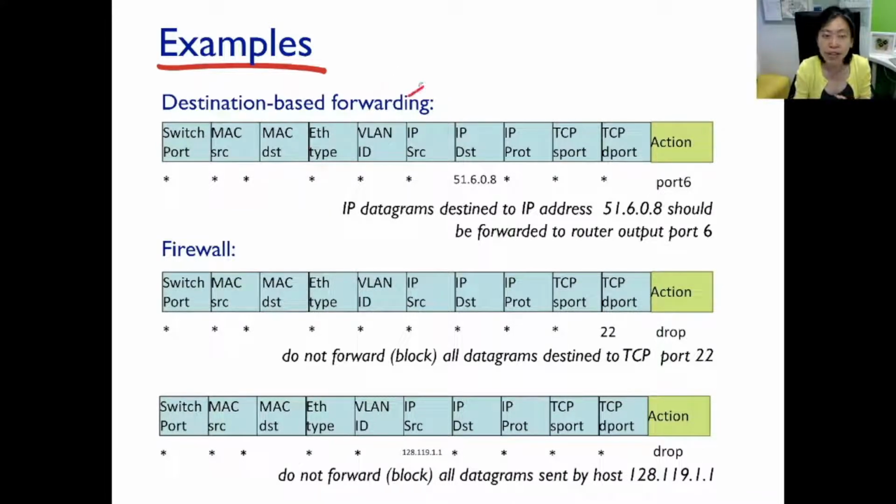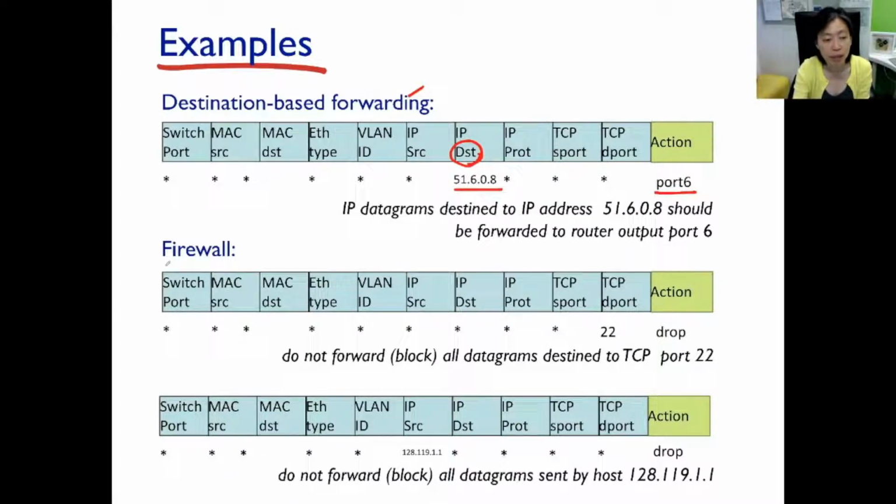First is the destination-based forwarding. And this is essentially the traditional forwarding, where we look at the destination address. So if you have a packet, the header, the destination field says 51.6.0.8. Now we forward that packet to the output port number 6. So you see here, the SDN router can actually emulate the behavior of a traditional router. And the flow table there is actually a very general form of the forwarding table.